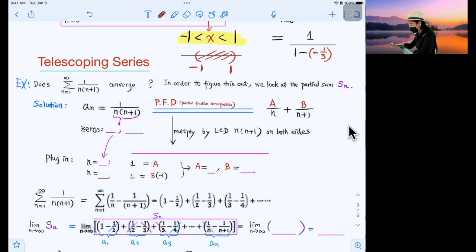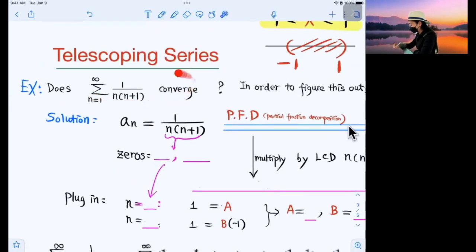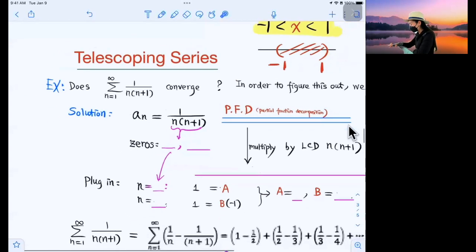First of all, I want to ask you guys, does this series here converge and why? Take a guess. We don't know yet. Okay, let's investigate a little bit. Let's figure this out together.